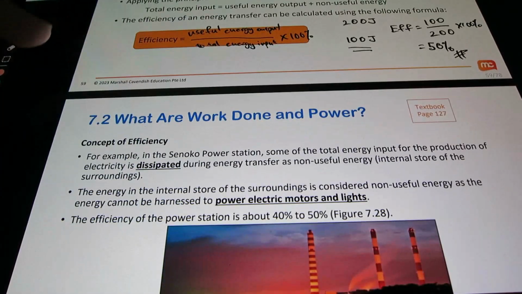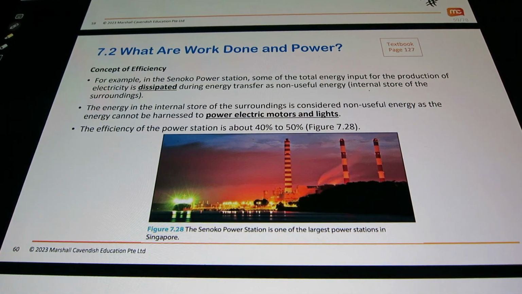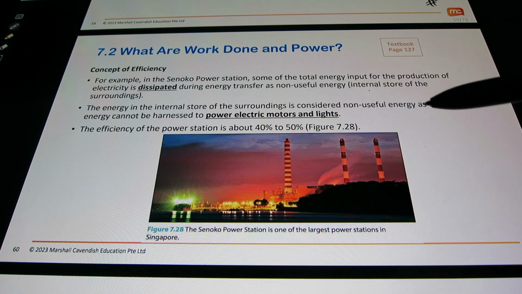Alright, so why is efficiency important? Because we need to examine when an object or an engine or a certain machine or device is not efficient. So if you look at it, this is just some information. Our power stations in Senoko are powered via burning of fossil fuels or crude oil. They burn it and then it heats up water, and the steam that rises is then used to turn the turbine, and that generates electrical energy. Now, not all of that energy that is released from burning is used to heat up the water. Some of it is used to heat up other things, some of it is transferred and dissipated out, or rather transferred to the surroundings. So these are non-useful energy outputs.